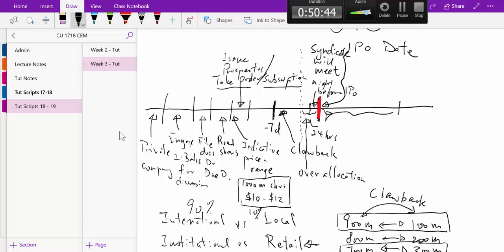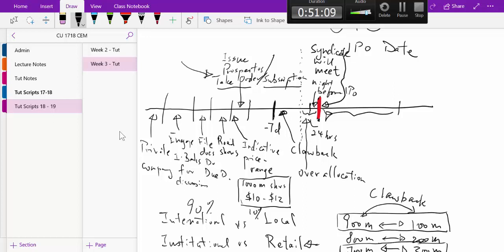The cornerstones will be fairly early. I think the cornerstones will be when you are taking orders. Yeah, quite early. So you want to go around and tell people that there are cornerstone investors.